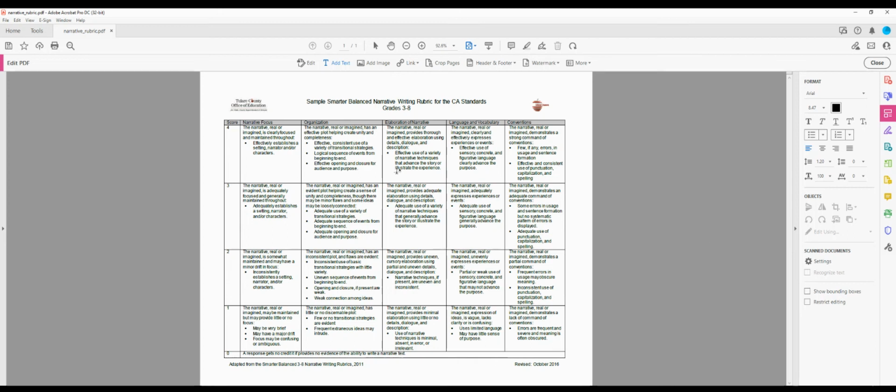In today's lesson, we're going to go over the narrative writing rubric. Remember, this is for a story that has a beginning, middle, end, problem, solution. It has characters and setting.